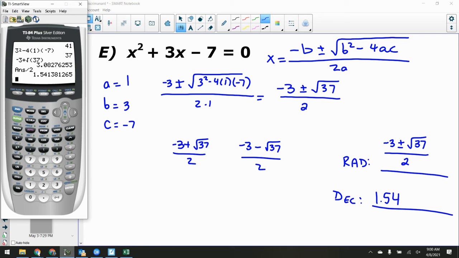And then you do the same thing with the minus. -3 minus the square root of 37. And then I'm going to divide that by 2. -4.54.